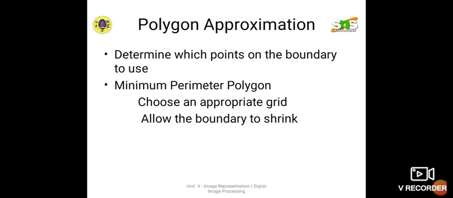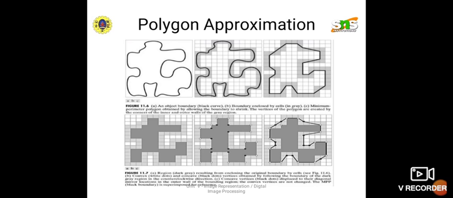Next step of representation is polygon approximation. In polygon approximation, what we do is determine which points on the boundary to use. So first we have to determine which points on the boundary to use. Then here the minimum perimeter polygon is used. What we do in the minimum perimeter polygon is we have to choose an appropriate grid and allow the boundary to shrink. Okay. Next, the polygon approximation diagram is given here.